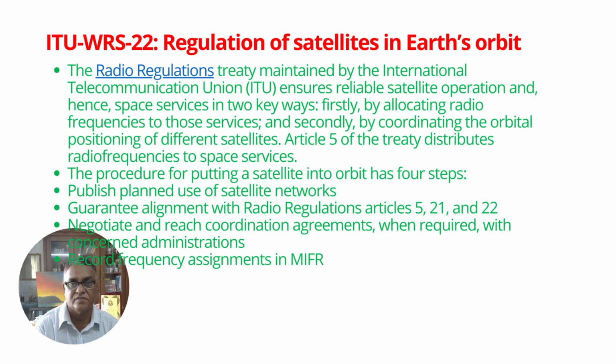Since thousands of satellites are being shot into the Earth's atmosphere and beyond, there is a regulation of satellites on where to put them in the Earth's orbit and what frequencies to use. These regulations are called radio regulations, which are defined by the International Telecom Union (ITU), which specify the satellite operation by allocating radio frequencies to those services, and secondly, by coordinating the orbital positioning of the different satellites.